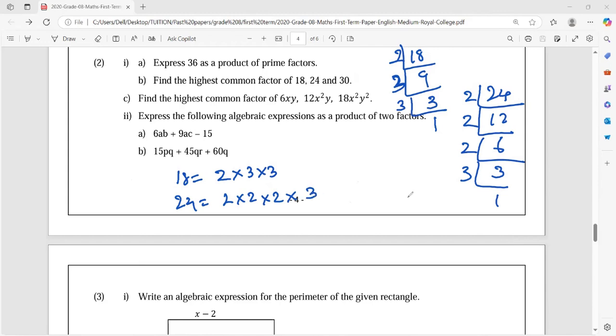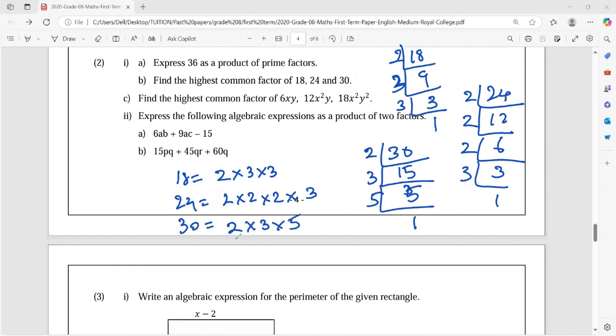And then we have 30, right? 30 divided by 2 is 15. Then divide by 3, it is 5. Then divide by 5, you get 1. Then 30 is equal to 2 into 3 into 5.